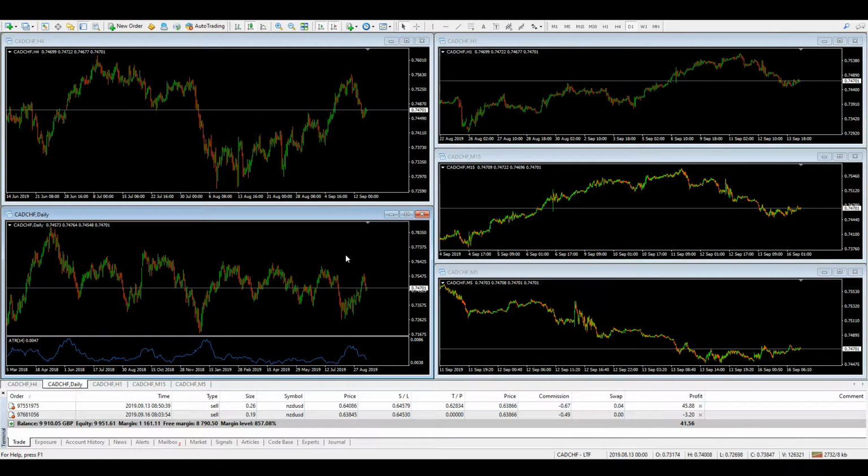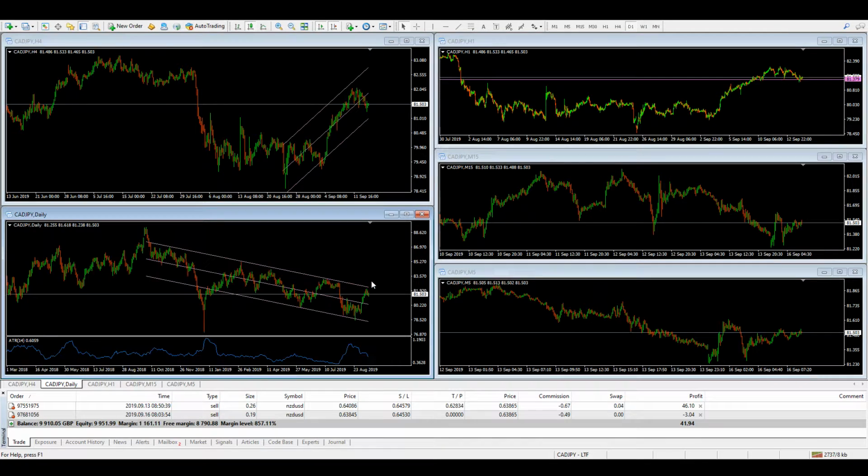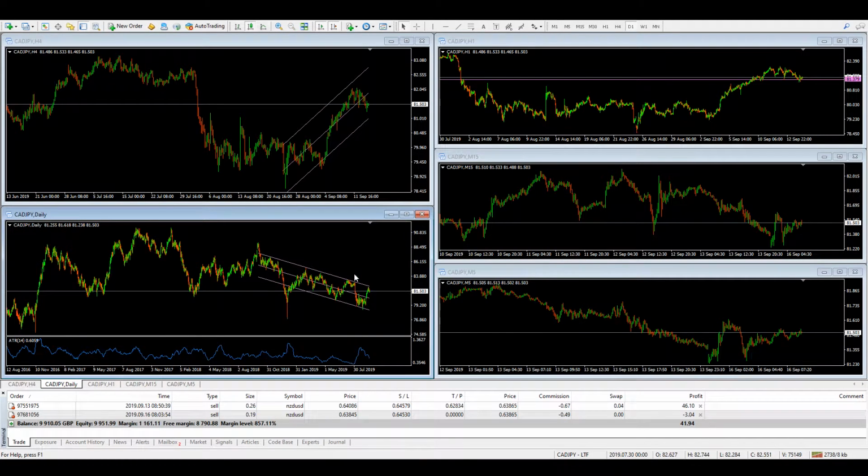So next, this is CAD-CHF. No, this isn't great price action to trade, so pass on that. So CAD-JPY.